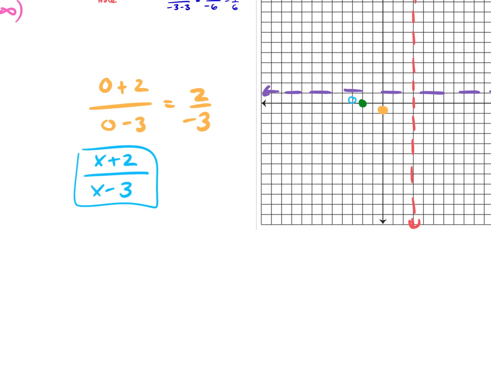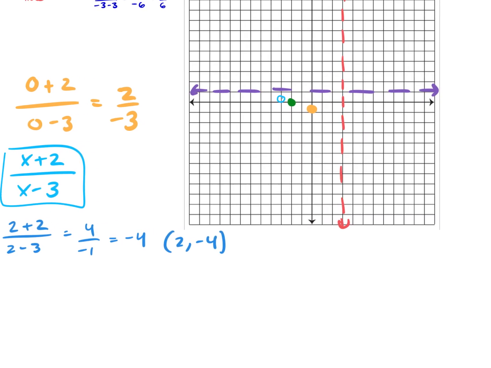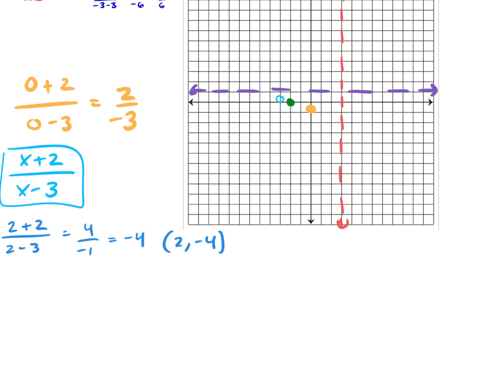So actually, just to spread it out a little bit more, I'm going to plug in 2. So we've got 2 plus 2 over 2 minus 3. So 4 over -1 would be -4. So I plugged in 2 and got -4. So that's going to be a point on my graph. I'm going to go to the right 2 and down 4. So this gives me a good idea of how the left side of my vertical asymptote looks.